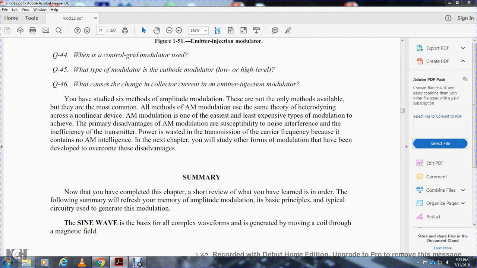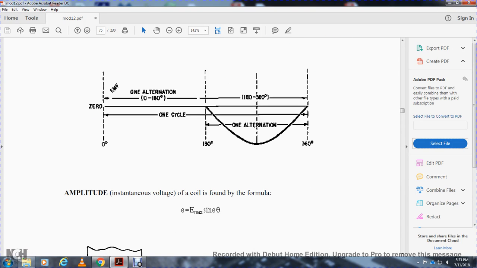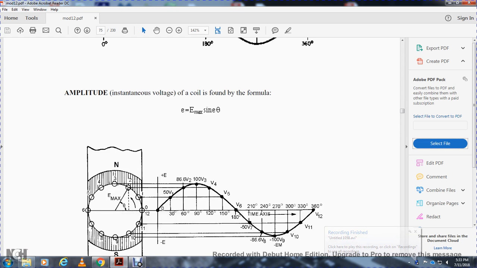The sine wave is the basis of all complex waveforms, generated with the movement of a coil in a magnetic field. The amplitude of the induced voltage of the coil is found with the formula: voltage equals the maximum voltage times the sine of the angle. One alternation, one cycle, one alternation: 180 degrees, 360 degrees is one cycle.